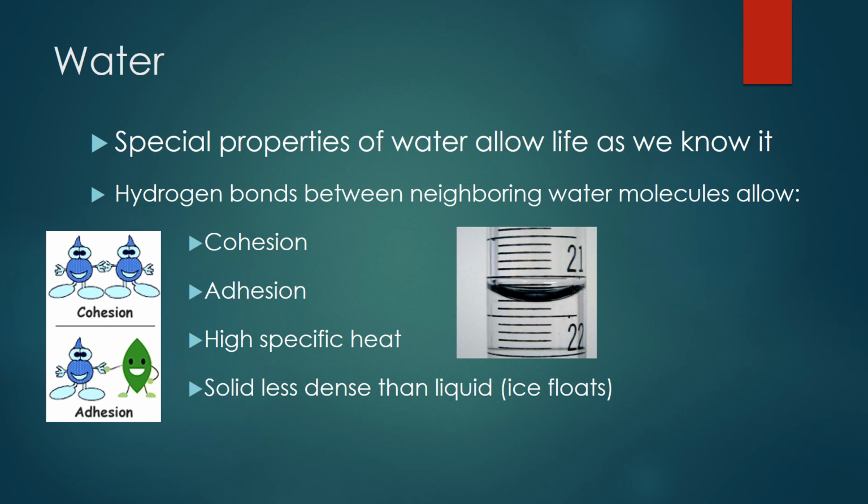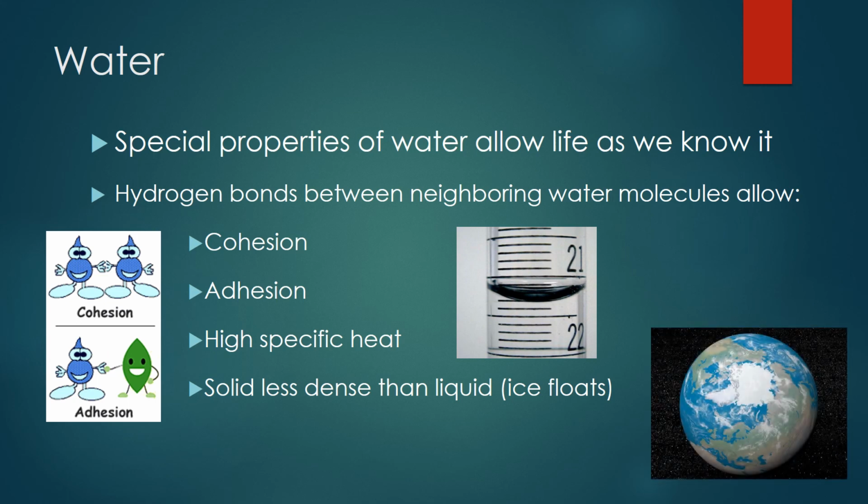Hydrogen bonds between neighboring water molecules also mean that water has a high specific heat, meaning it has to absorb a lot of heat energy before it changes temperature. And these hydrogen bonds allow the solid state of ice to be less dense than the liquid state of water, which means that ice floats. And this is a special property of water that allows life on Earth because at the North Pole there is a giant floating sheet of ice.